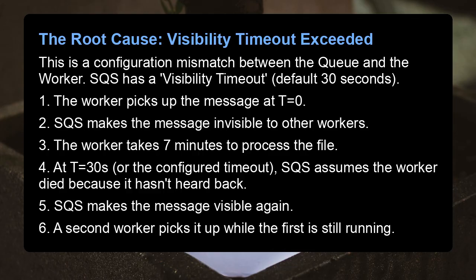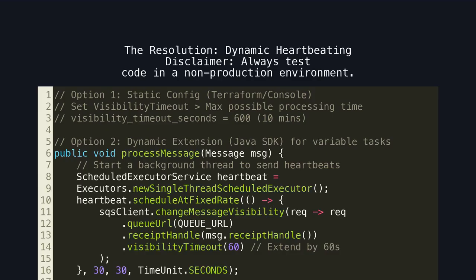4. At t equals 30 seconds or the configured timeout, SQS assumes the worker died because it has not heard back. 5. SQS makes the message visible again. 6. A second worker picks it up while the first is still running. The resolution, dynamic heartbeating.